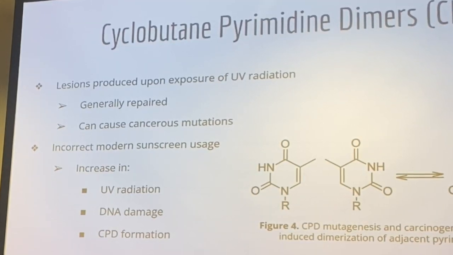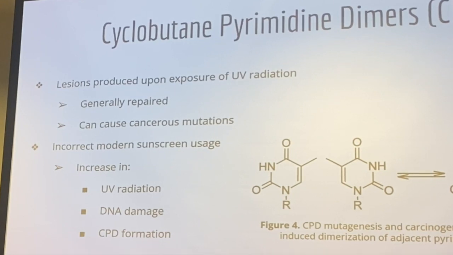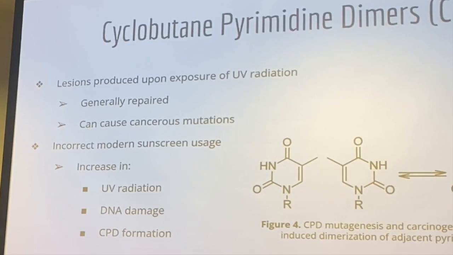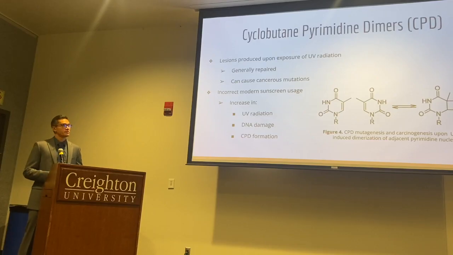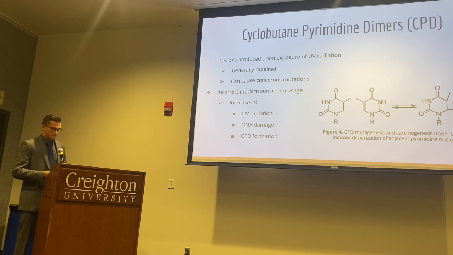Due to the incorrect use of modern sunscreens coupled with longer periods of sun exposure, the wealthiest countries' populations are experiencing an increase in UV radiation. This leads to the increase in CPD formation in the epidermis.